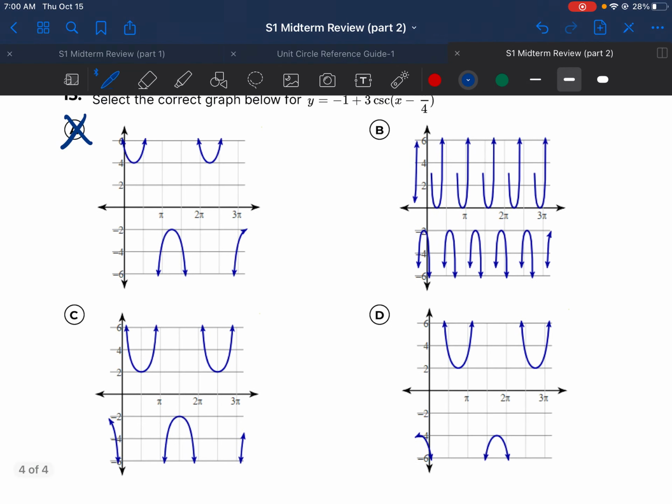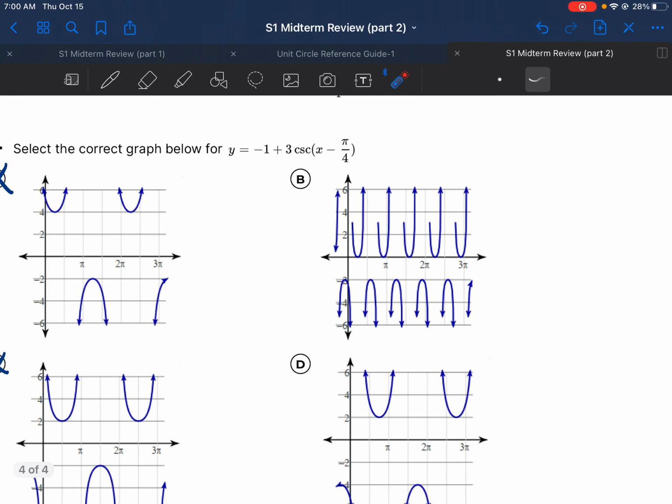We could make a similar argument for answer choice C. Answer choice C, we have an equal amount of space above the x-axis as we do below the x-axis, meaning that there has not been a vertical shift at all. But we want to see a vertical shift of down 1. So if you're looking at answer choices B and D, we'll notice they have both been shifted down by 1. We can see that here. So let's look for some other easy to identify pieces here.